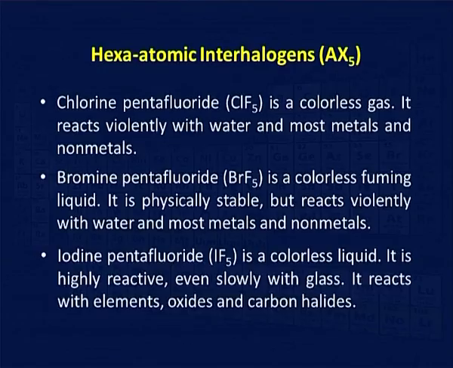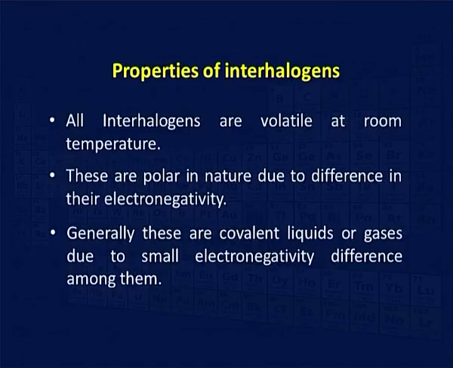Next are the hexaatomic interhalogens. Chlorine pentafluoride is a colorless gas. It reacts violently with water and most metals and non-metals. Bromine pentafluoride is a colorless fuming liquid. It is physically stable, but reacts violently with water and most metals and non-metals, same as chlorine pentafluoride. Iodine pentafluoride is again a colorless liquid and is highly reactive, even slowly with glass. It reacts with elements, oxides and carbon halides. All interhalogens are volatile at room temperature.